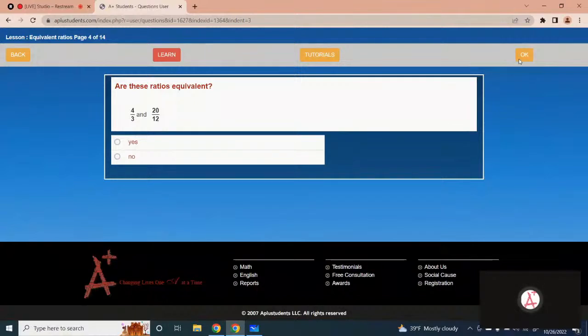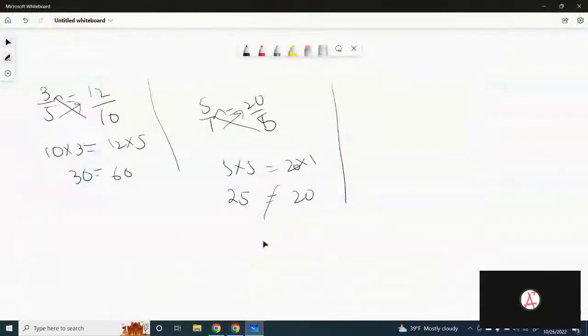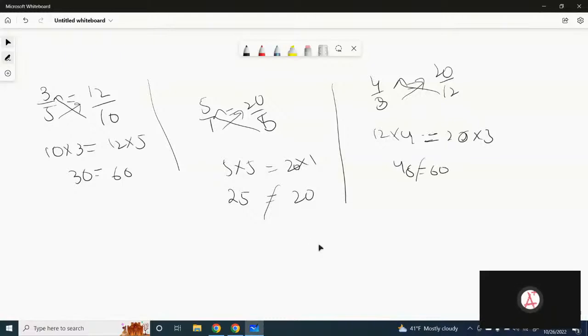Okay, the next one is 4 by 3 and 20 over 12. Okay, 4 by 3 equals 20 over 12, I think. Okay, just do cross multiplication. You need to do 12 times 4 and 20 times 3. So 12 times 4 is 48 and 20 times 3 is 60. Again, no, they are not equivalent. Got it?